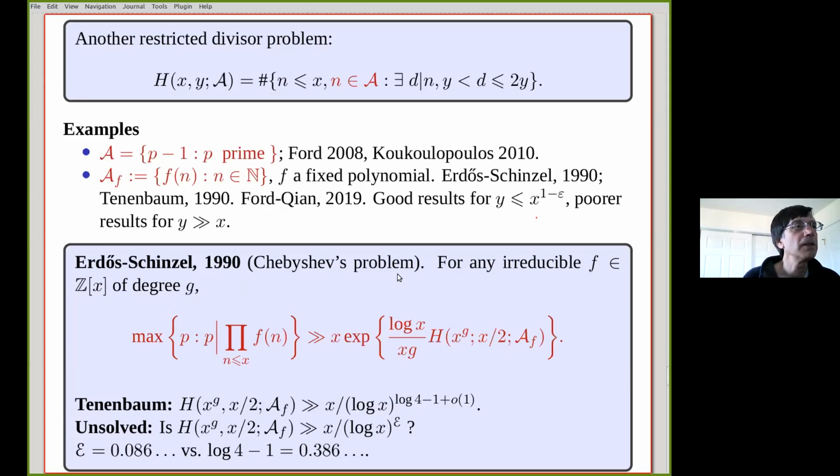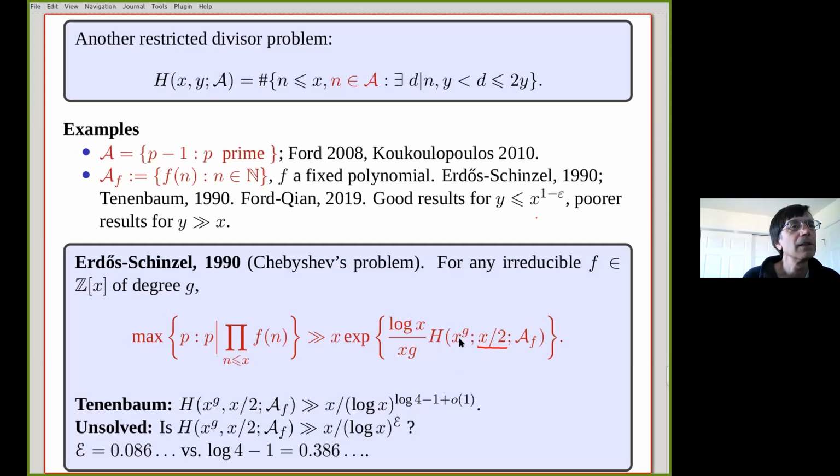So what is the Chebyshev problem? It's to understand the maximum prime factor of any value of a polynomial where n ranges up to x, and to prove a lower bound on that that's as good as possible. There are relatively easy arguments that will give you something of size x, but doing better requires much more work. Erdős and Schinzel proved a very general statement that the maximum size of a prime factor here is at least x multiplied by a factor which depends on this restricted divisor problem, and it's exactly with y being x over 2.